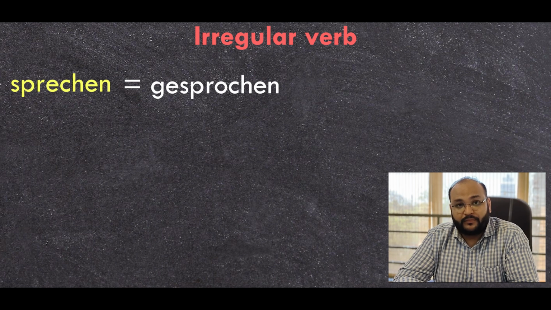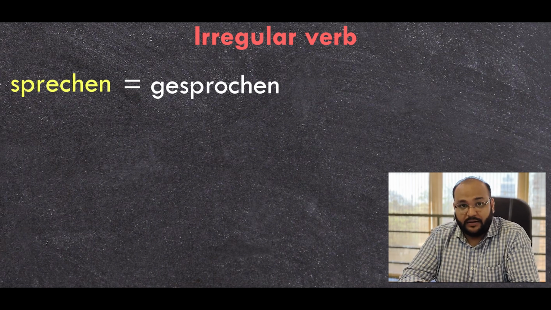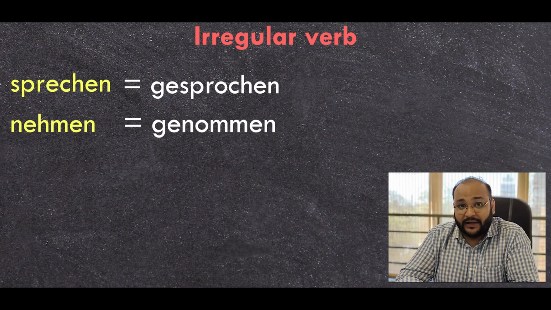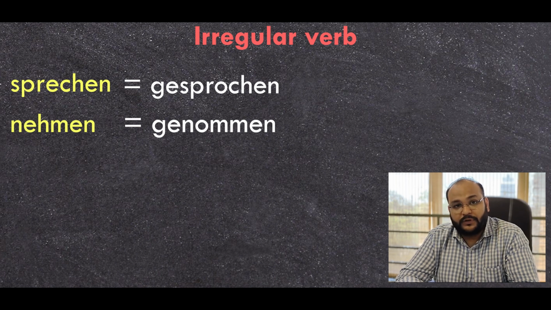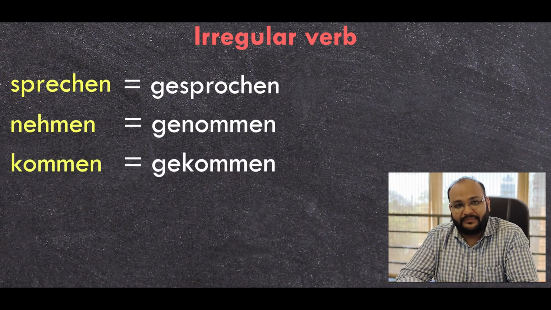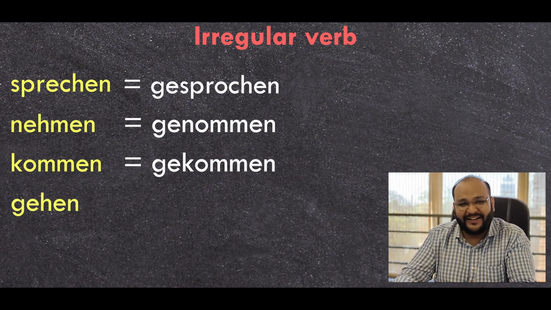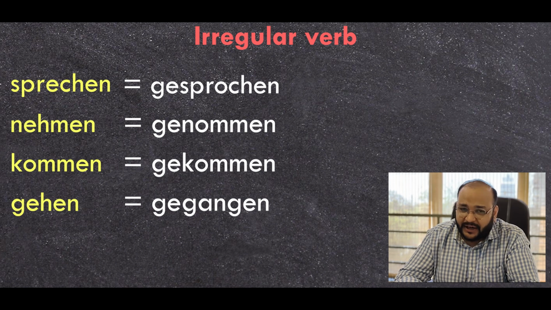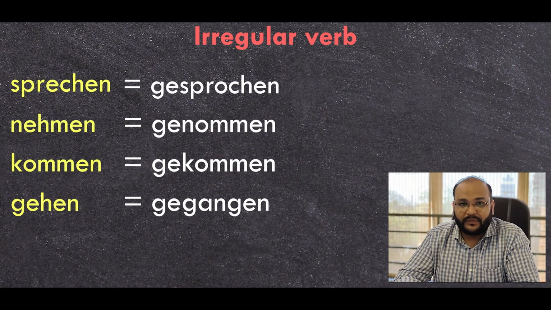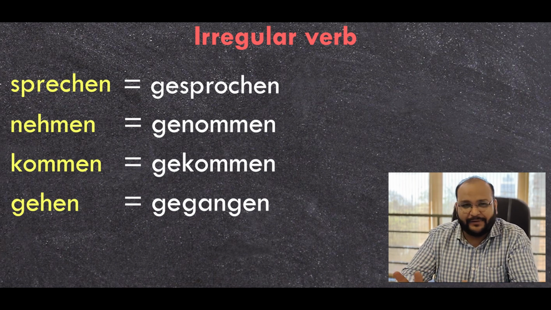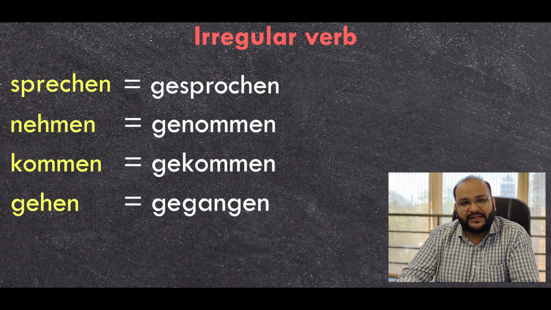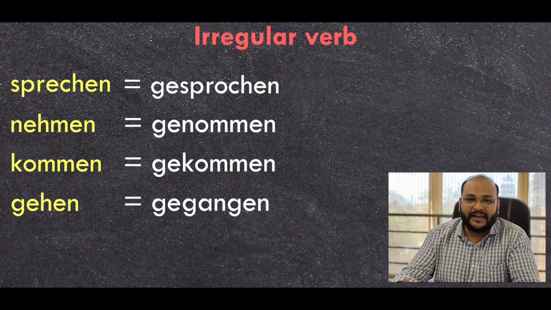So by that logic, sprechen would become gesprochen. Nehmen would become genommen with double M, G-E-N-O-double M-E-N. Genommen. But kommen simply remains gekommen. Gehen becomes gegangen. Well, completely different. So certain irregular verbs, the past participle of them you will have to remember. But there are not many. Hardly 7 or 8, that should be enough for A1. And for A2, hardly around 15 or 16, and that is more than sufficient. You all will get the list of them.